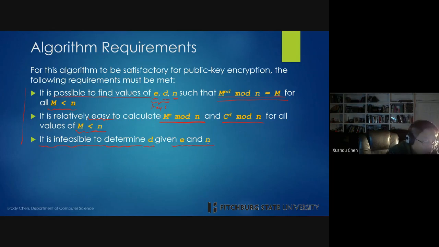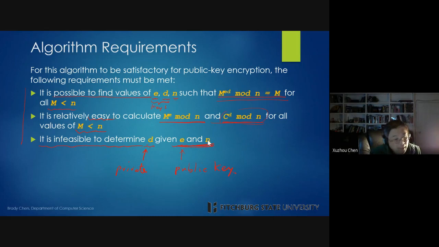So that means if you publish E and N, making E a public key, it's still not easy to find the private key. If people could find out what D is based on the public key, then there's no secret anymore, because everyone could find D and decrypt the message using this formula. So it should be very difficult for people to find D, even if they know E and N. That's the other requirement.